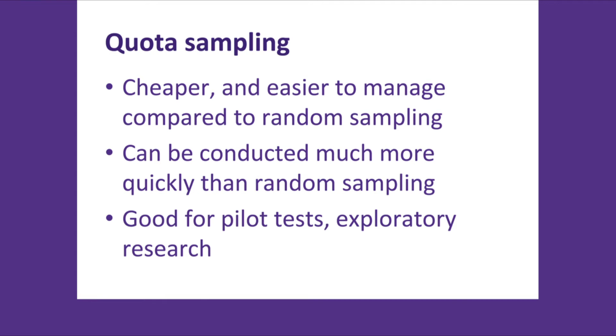Quota sampling is another form, and this is collecting a specific number of cases in each particular category that you're looking for. The difference between this and some of the other forms of probability sampling is that this is not done at random.